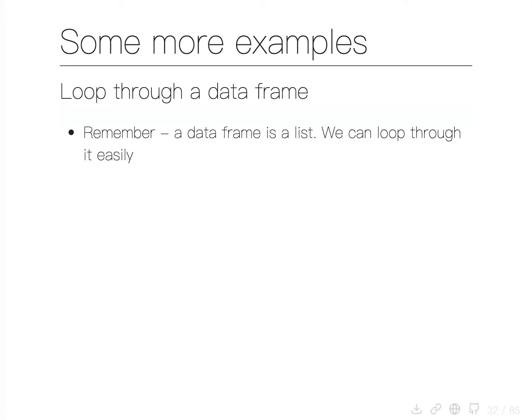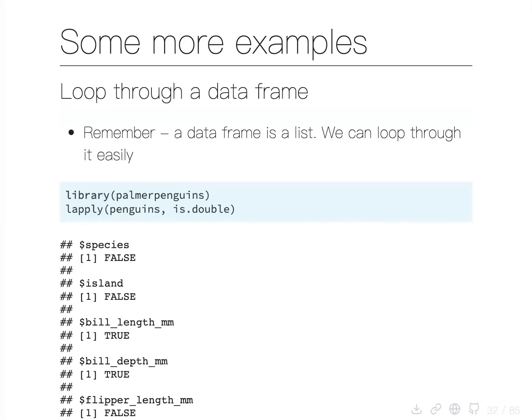More examples. We could also loop through a data frame, right? So again, as I mentioned earlier, and we'll probably mention many other times throughout this class, a data frame is a list. So we can loop through the data frame very easily, just like we would loop through a list. Here's a basic example where I'm loading the Palmer Penguins data set, and that has the penguins actual data set, right? And I'm saying lapply penguins. When you're looping through a data frame, it is a list. Each element of the list is a column.